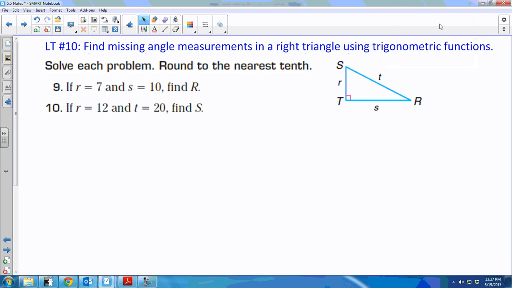Learning target 8 was about using trigonometry to find missing sides of right triangles. On learning target 9 yesterday, we talked about inverses. So learning targets 10 and 11 today are just wrapping all that together. Learning target 10 is using trigonometry to find missing angles of right triangles, and learning target 11 is just solving right triangles.